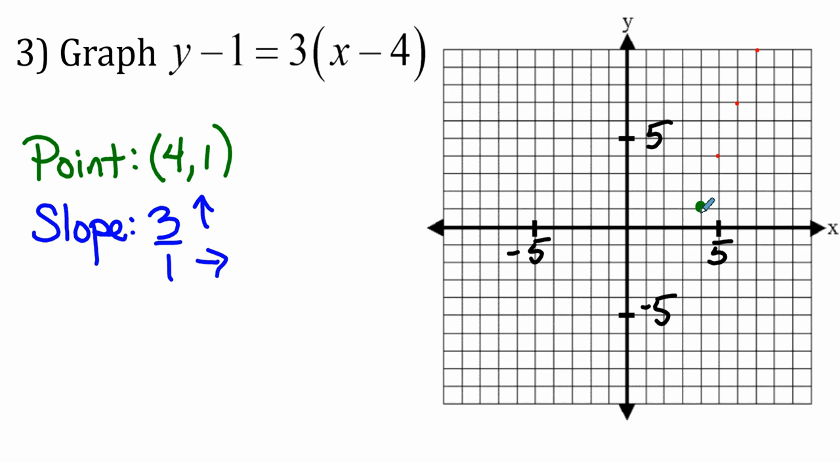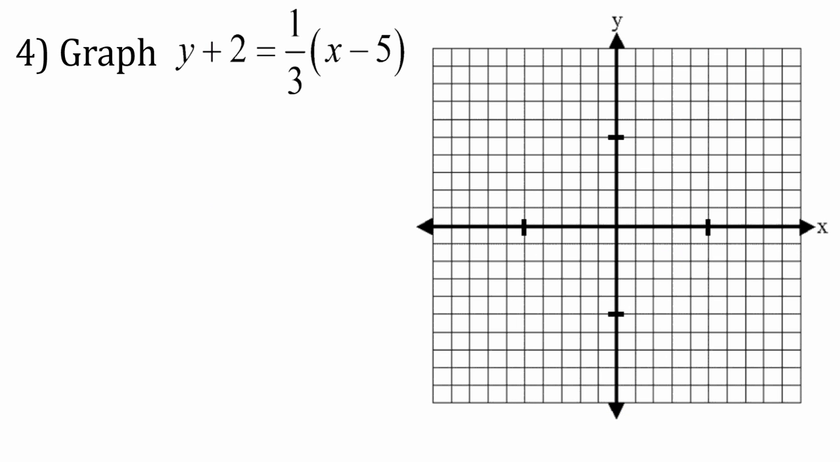We can go back to that reference point of (4, 1) and reverse the slope to get points to the left of it. So we're going to go down 3 and left 1, and so on until we run out of space on our graph. And we know that linear equations are continuous, so we're going to connect the points accordingly. So here is the line that goes with the equation y minus 1 equals 3 times the quantity x minus 4.